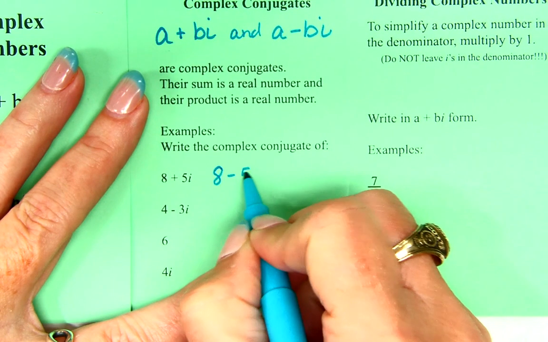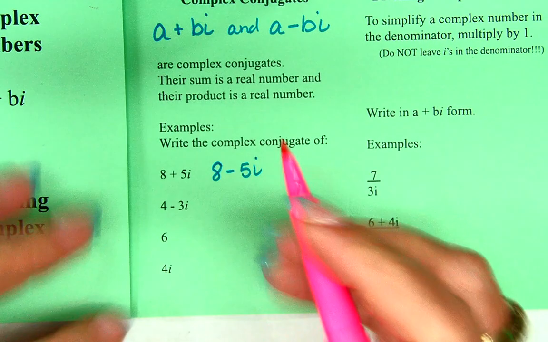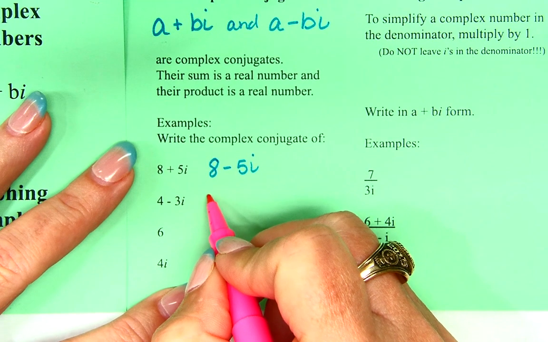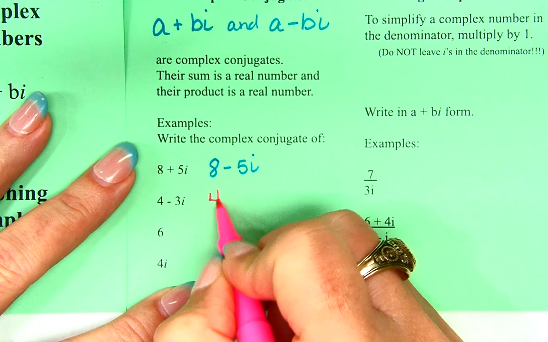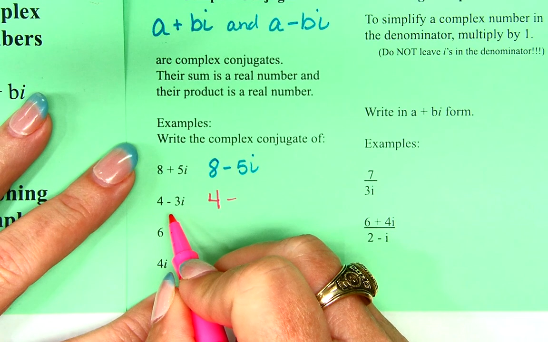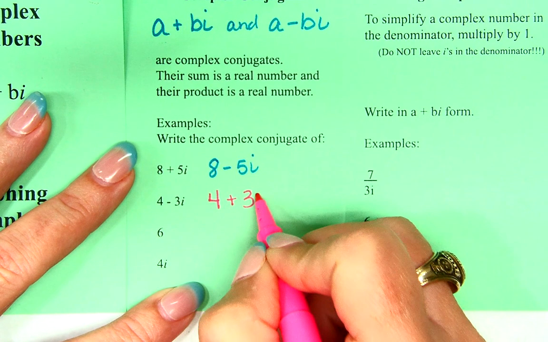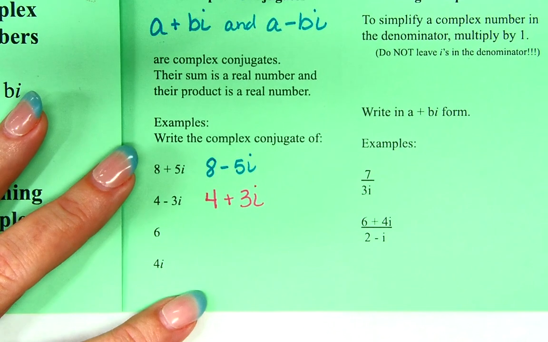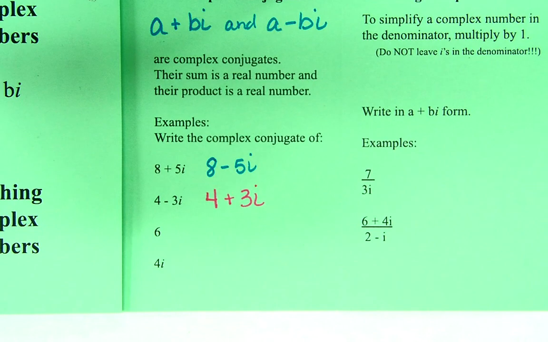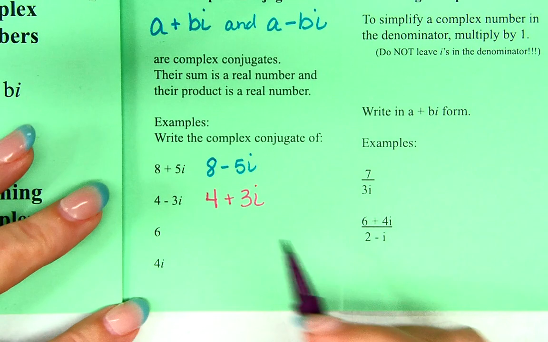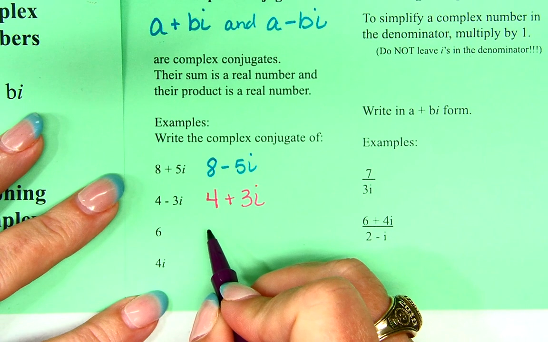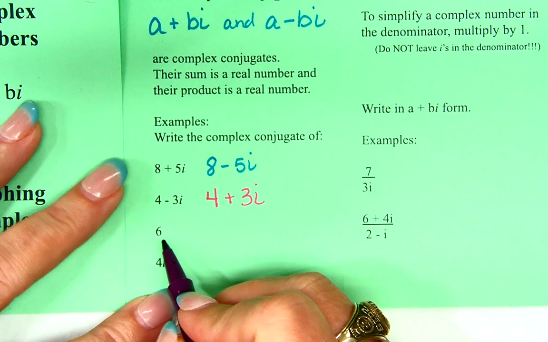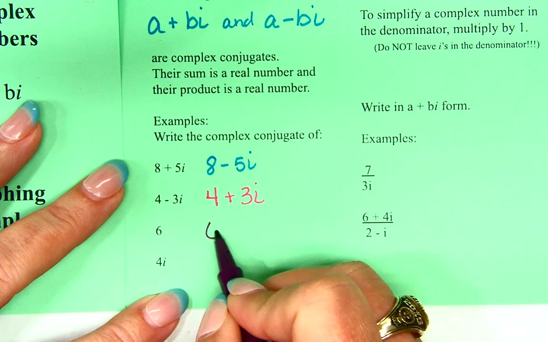8 minus 5i. What's the conjugate of 4 plus 3i? 4 minus 3i. Oh, it's already minus though. Oh, so it's plus, right? If it starts negative, then to get the conjugate, we change the sign of the imaginary part, right? Okay. What about 6? What's the complex conjugate of 6? What do I do with the real part? Keep it the same. So what's the complex conjugate of 6? 6. That's kind of a trick, isn't it?